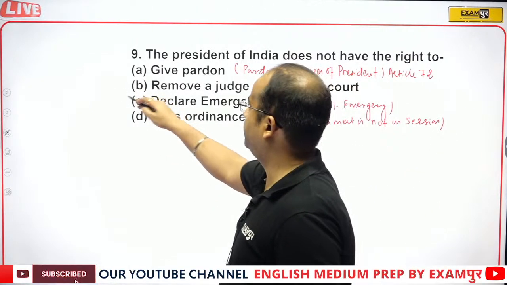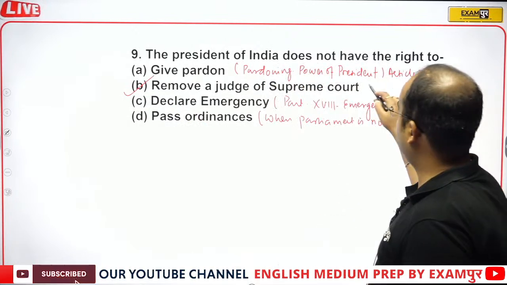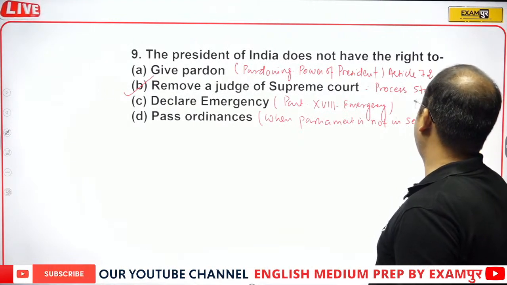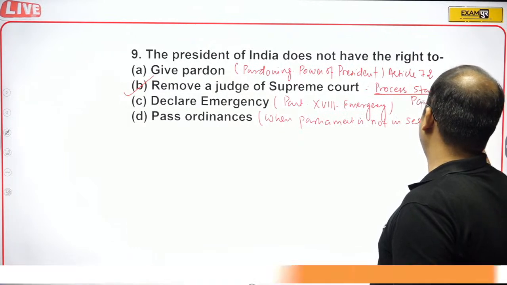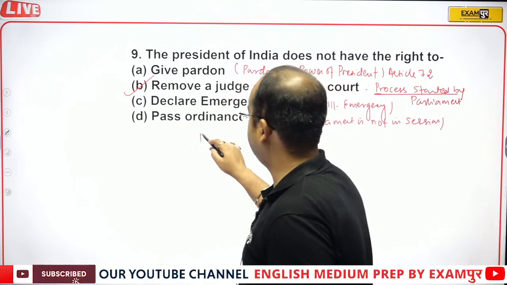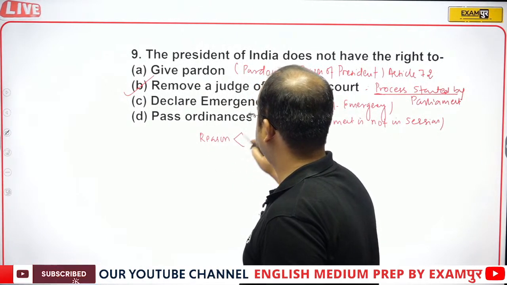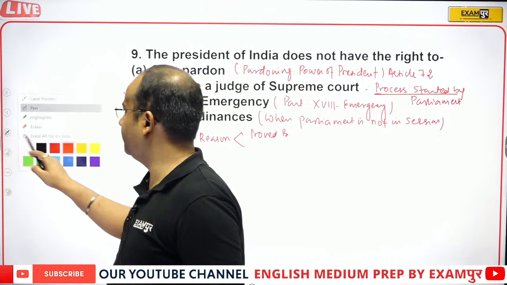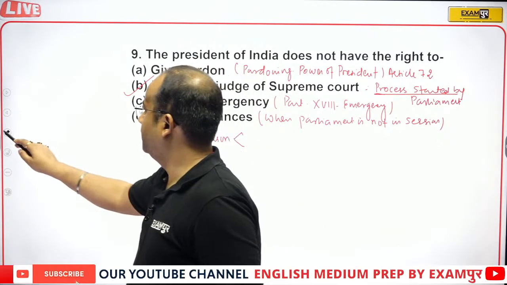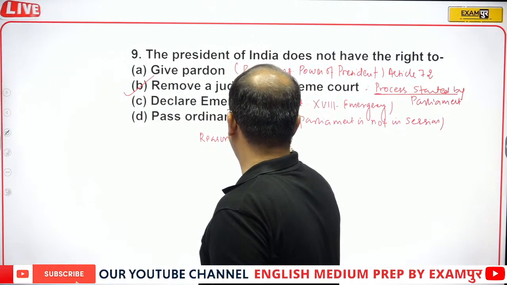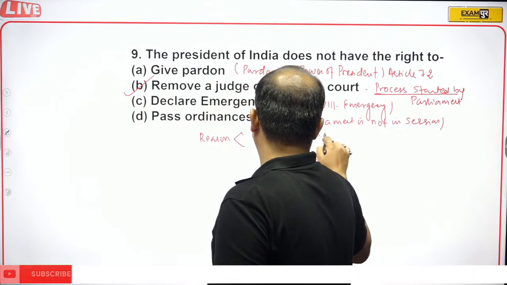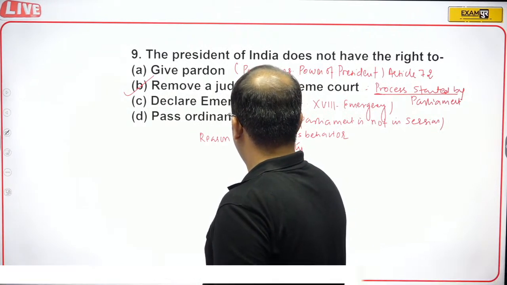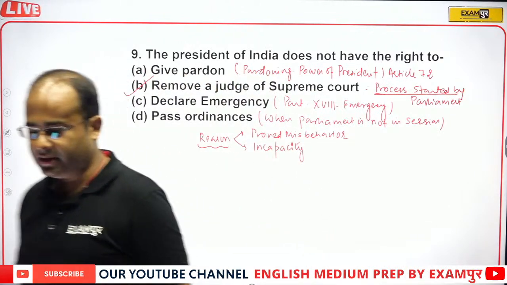And remove a judge of the Supreme Court: the removal process is started by Parliament, or Parliament can remove the judge of the Supreme Court, and the reason for removal is proved misbehavior and incapacity. That is in the 10-minute show at 3:15. Proved misbehavior and incapacity is the reason to remove.